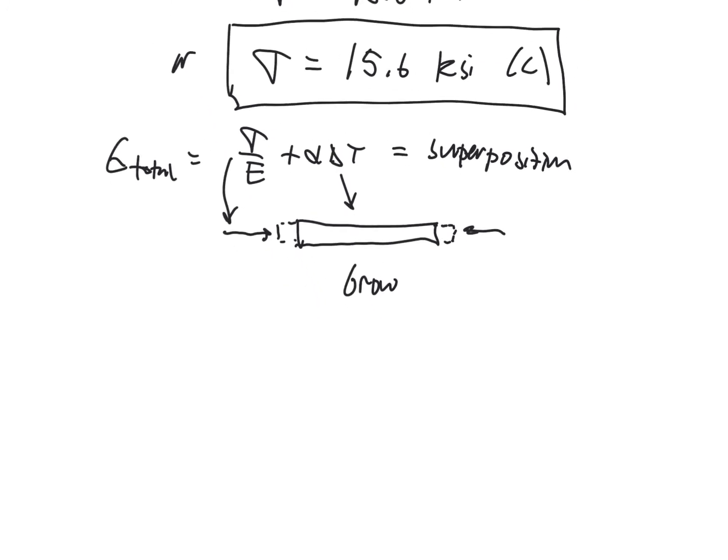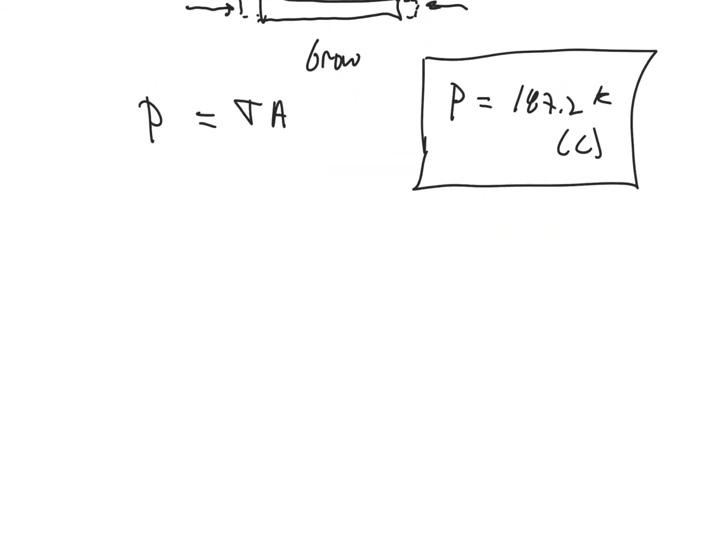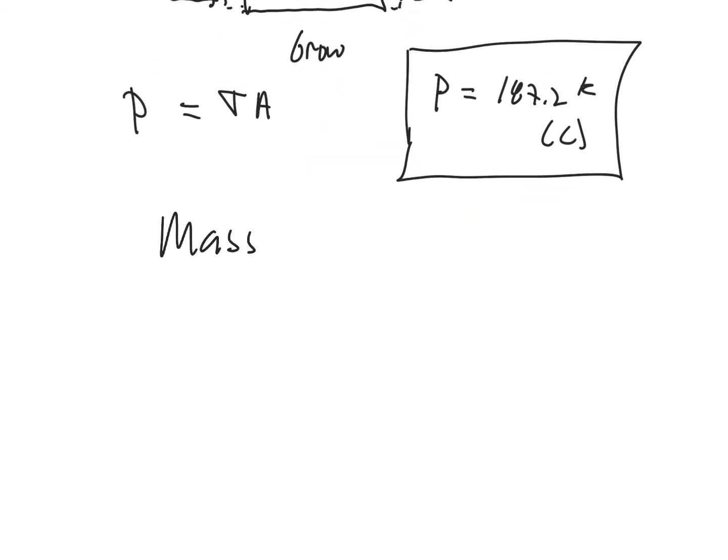Let's go ahead and finish up the analysis then. If we've got a compressive stress, that must mean we have a compressive force as well. So the P that we get, the total compressive force acting on the bar, is simply going to be equal to the stress multiplied by the area. That's it. So we find out that we get a compressive force of 187.2 kips, and that is C, or compressive. That is huge. 187,000 pounds. That is a massive value of force.